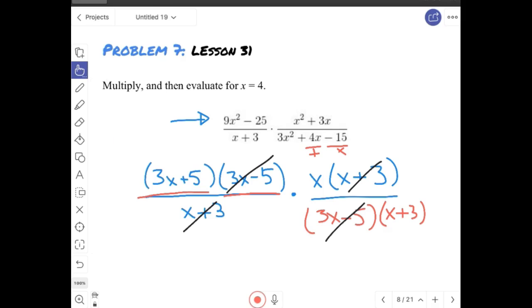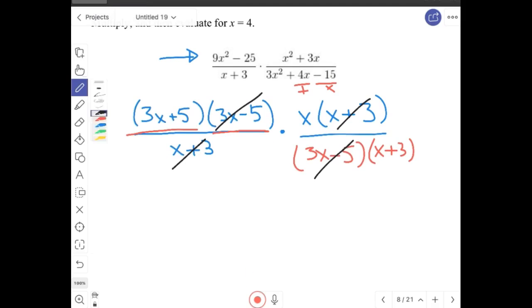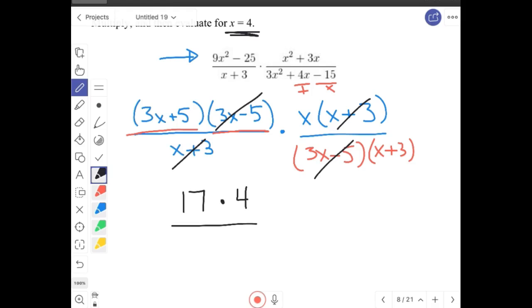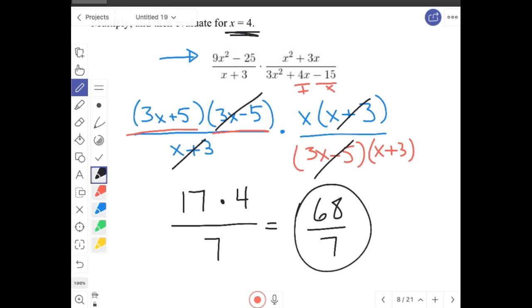Everything that's left over here, now I need to plug in x equals 4. That's going to be 3 times 4 is 12, plus 5 is 17, times the x, which is just going to be 4, all over, what do we have? X plus 3 down there, so that's going to be over a 7. So let's see, 4 times 17 would end up being 68 over 7. I'm just going to leave it like that because 7 doesn't go into 68 nicely.